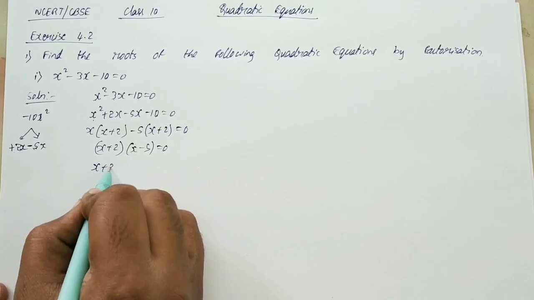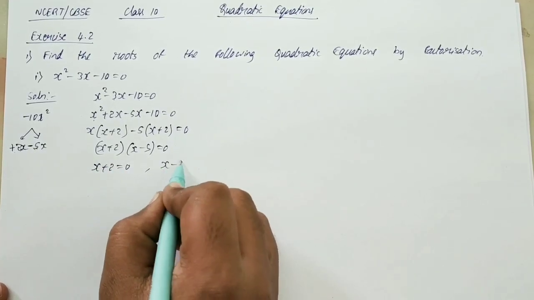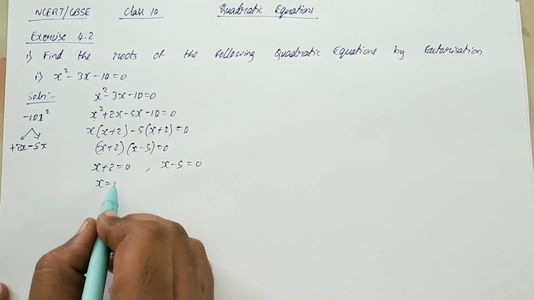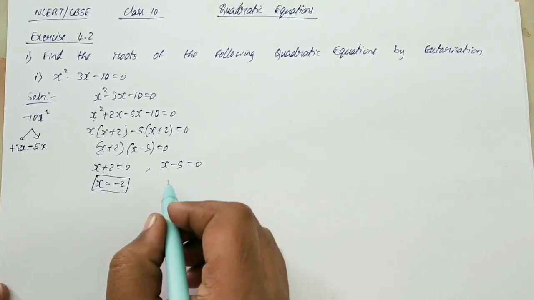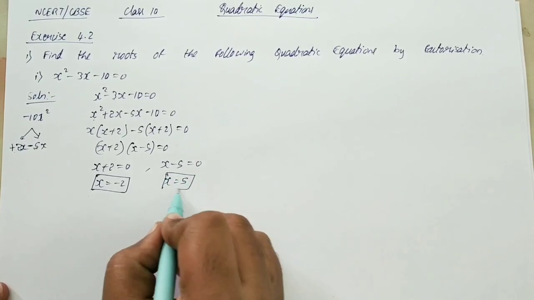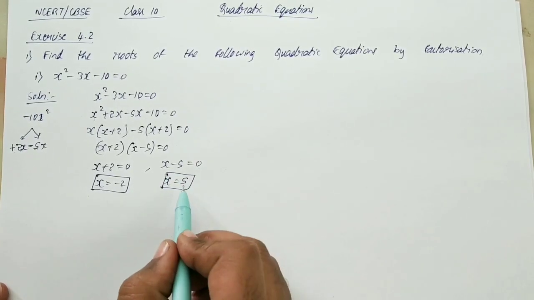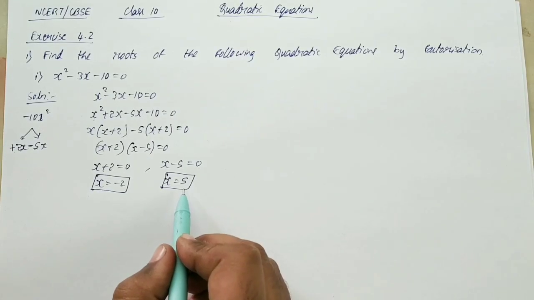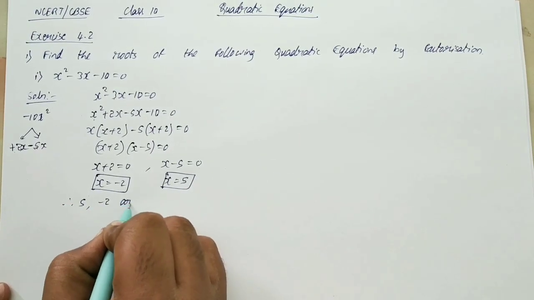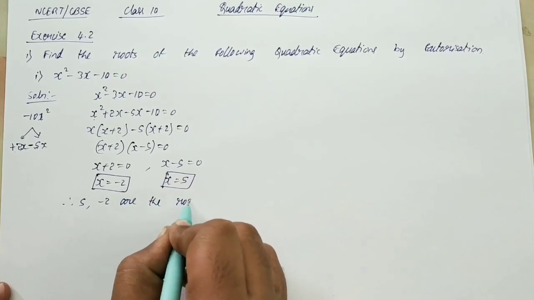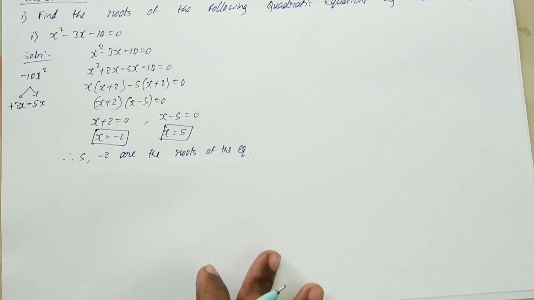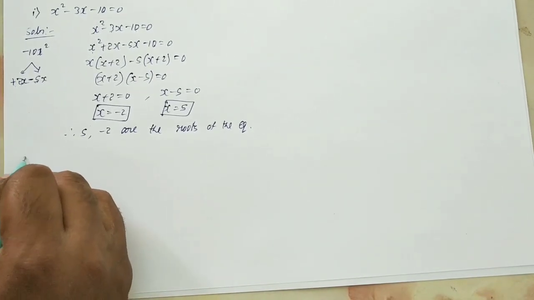Now I will equate x plus 2 with 0 and x minus 5 with 0. We will get x is equal to, if I shift plus 2 to the RHS, it will become minus 2. This is one value of x. And if I shift minus 5 to the RHS, it will become plus 5. So x is equal to minus 2 and x is equal to 5 are the roots of the given equation. Therefore 5 and minus 2 are the roots of the equation. Getting? So next, second sub question.